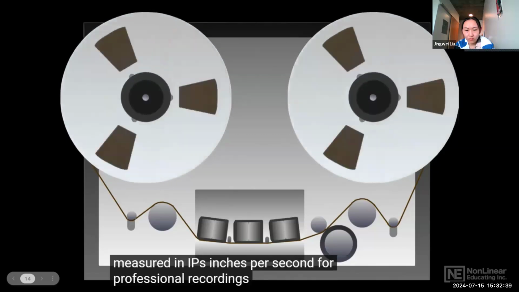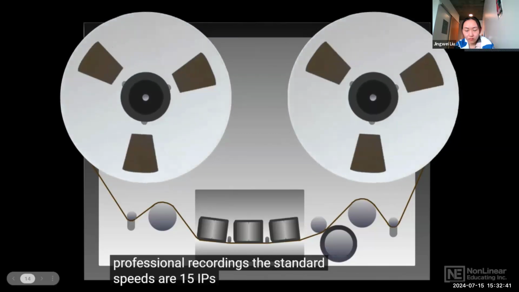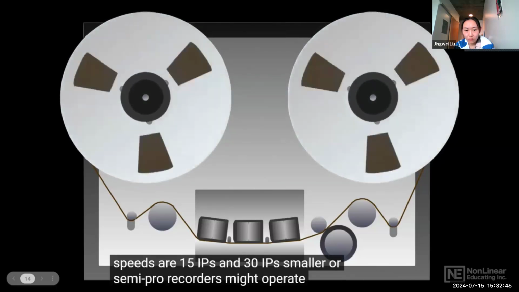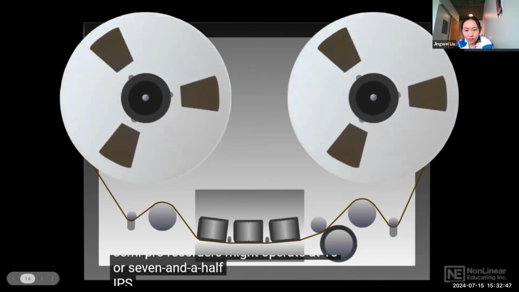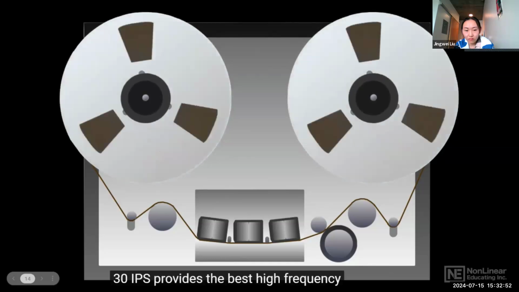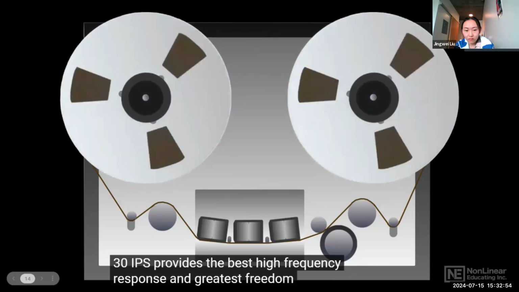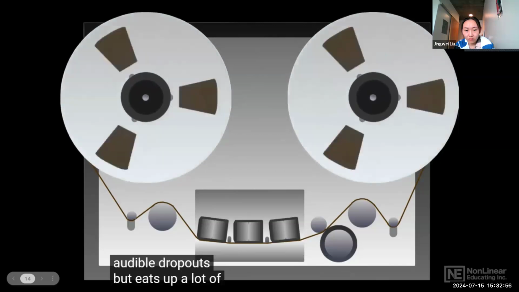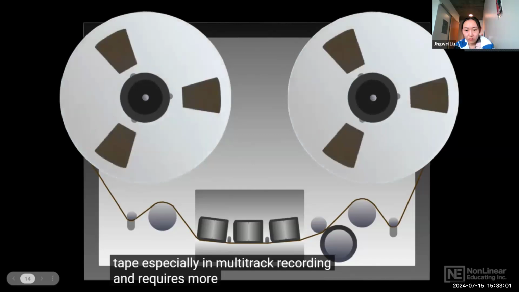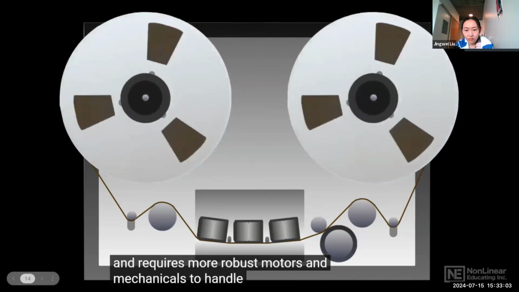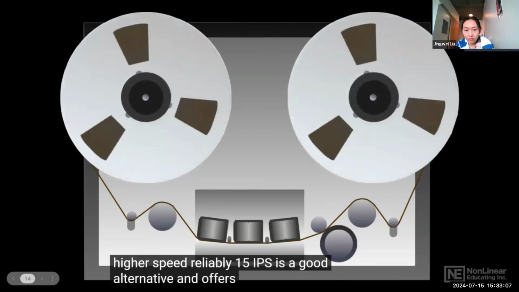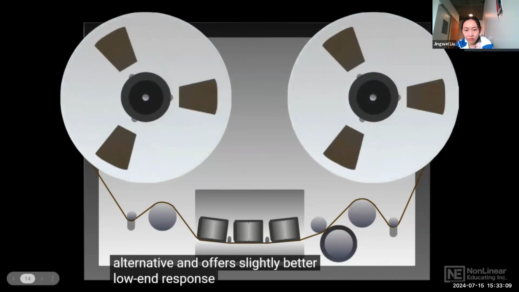For professional recordings, the standard speeds are 15 IPS and 30 IPS. Smaller or semi-pro recorders might operate at 15 or 7.5 IPS. 30 IPS provides the best high-frequency response and greatest freedom from audible dropouts, but eats up a lot of expensive open-reel tape, especially in multi-track recording, and requires more robust motors and mechanicals to handle the tape at the higher speed reliably. 15 IPS is a good alternative and offers slightly better low-end response.